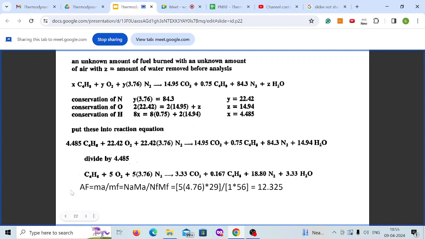If you write air fuel ratio, this is nothing but mass of air divided by mass of fuel. So mass of air you can write as moles of air into molecular weight of air, divided by moles of fuel into molecular weight of fuel. This gives you 5 into 4.76 into 29 divided by 1 into 56. 56 is the molecular weight of fuel, so 4 into 12 plus 8. Substituting and calculating, we get air fuel ratio as 12.325.